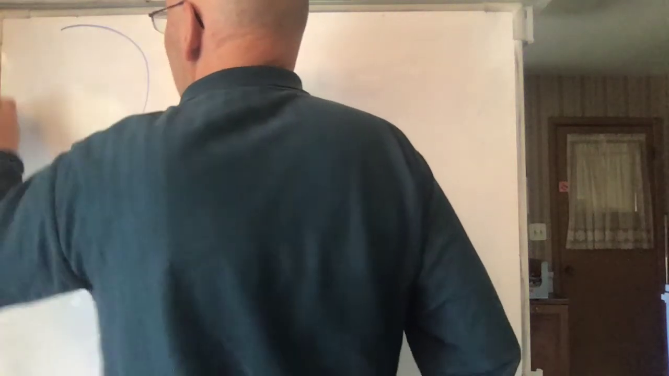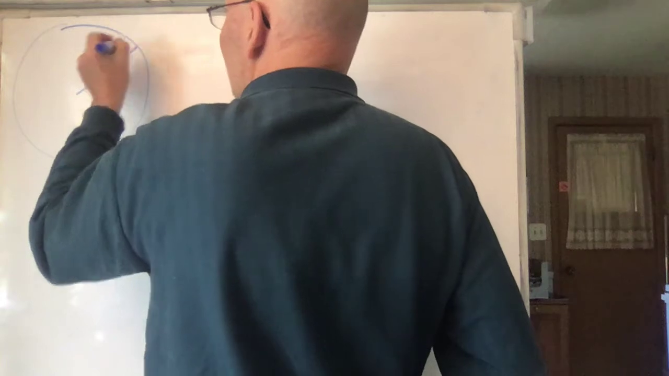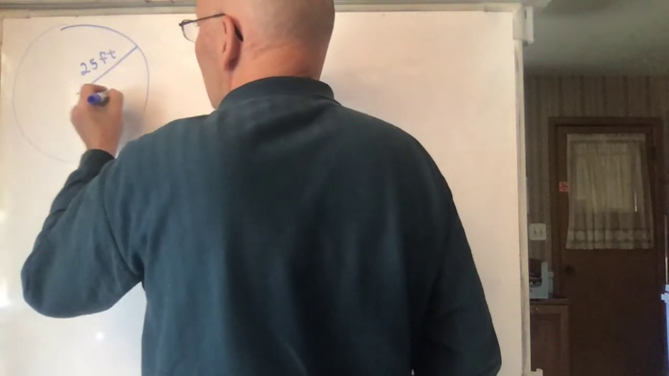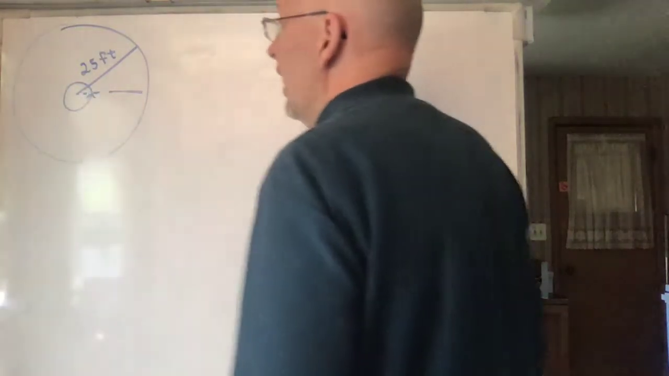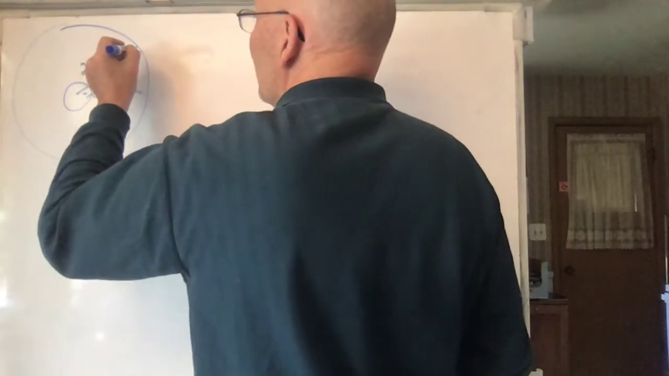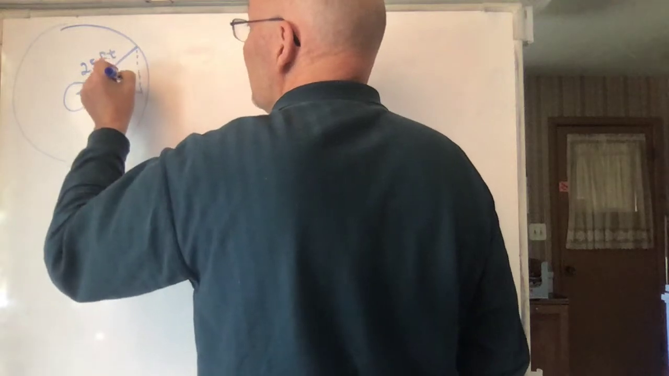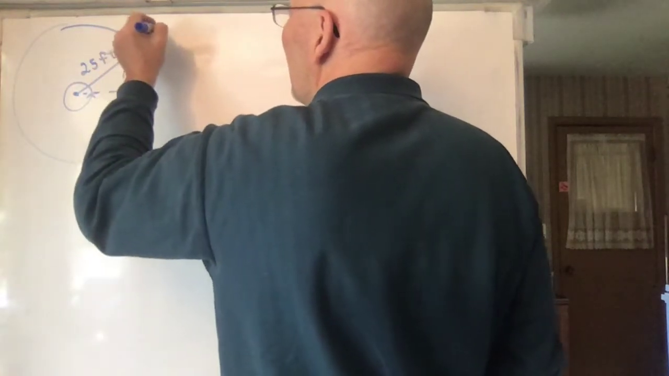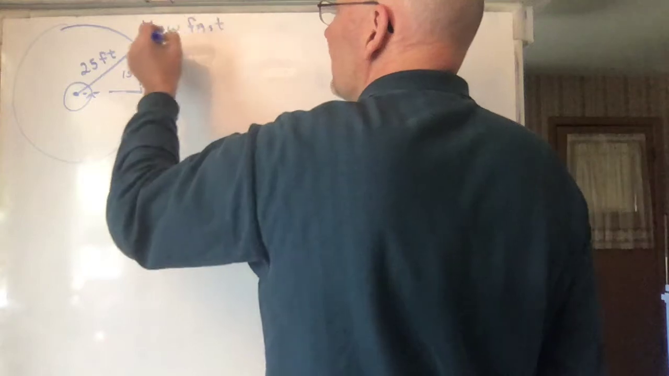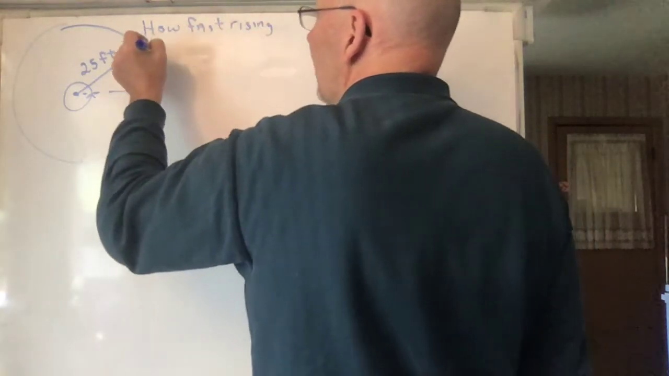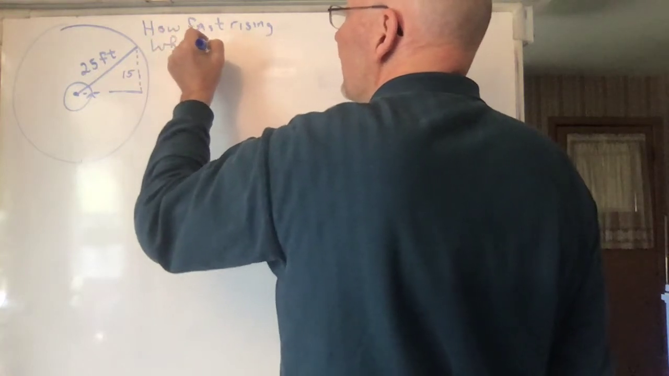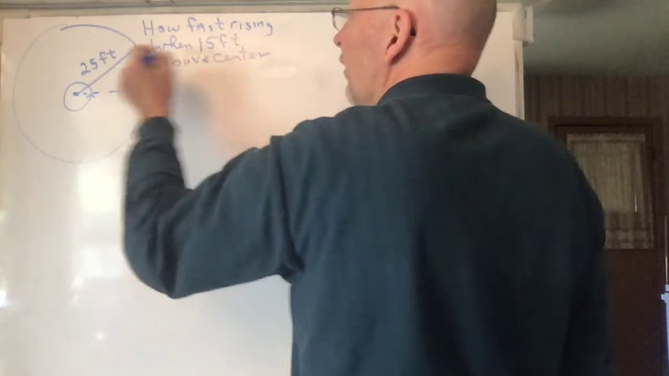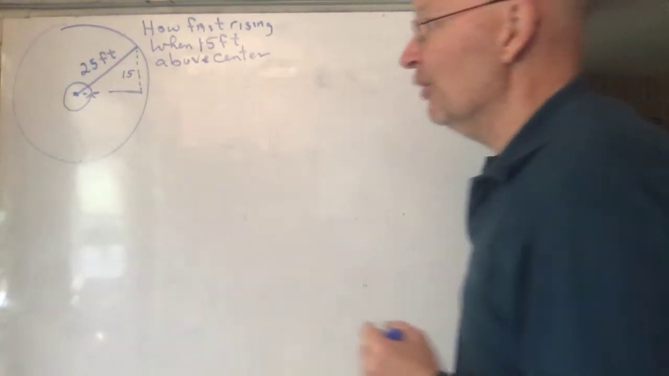Suppose you've got yourself a big Ferris wheel, and the radius of this Ferris wheel is 25 feet. Okay, and it's going around in this direction. And you want to know how fast are you rising when you happen to be 15 feet above the center of the Ferris wheel, which is right there. So how fast are you rising when 15 feet above the center? Okay, how fast are you going up?